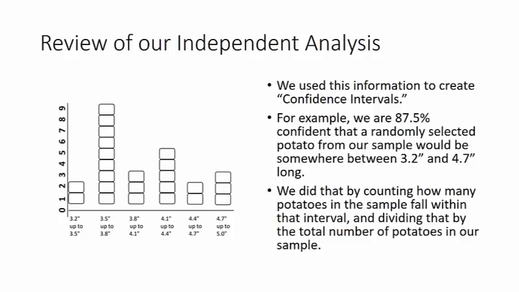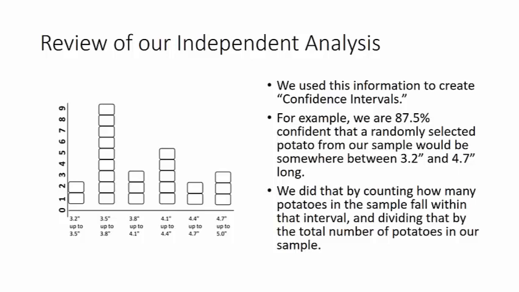So for example, we're 87.5% confident that if you close your eyes and randomly select a potato from the bag, our sample, it would be somewhere between 3.2 inches all the way on the left and 4.7 inches almost all the way to the right. So basically the first 5 histogram bars, but not counting that 6th one.